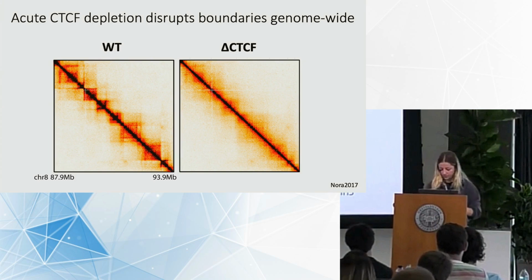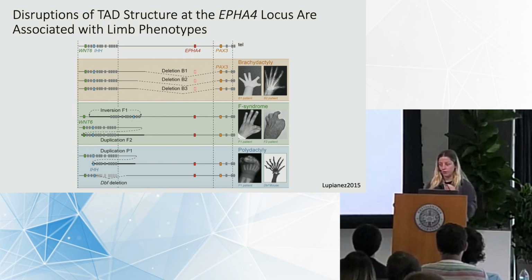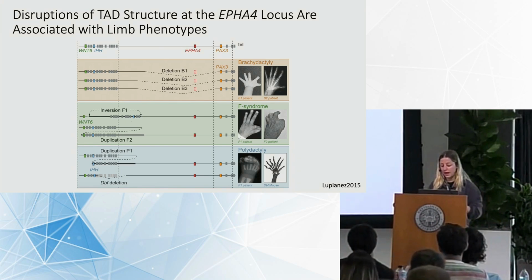However, it's a global picture, and we cannot really see the impact of particular CTCF sites on the formation of boundaries. We know from the literature that there are some deletions, insertions, and disruptions of TAD boundaries or particular CTCF sites, and some of them don't cause any weird phenotypes, but some of them can, like for example this EPHA4 locus. It's connected with limb phenotypes like brachydactyly and F syndrome. However, still in this picture, we don't see the effect of particular CTCF sites if, for example, the entire TAD boundary is disrupted or disappears.